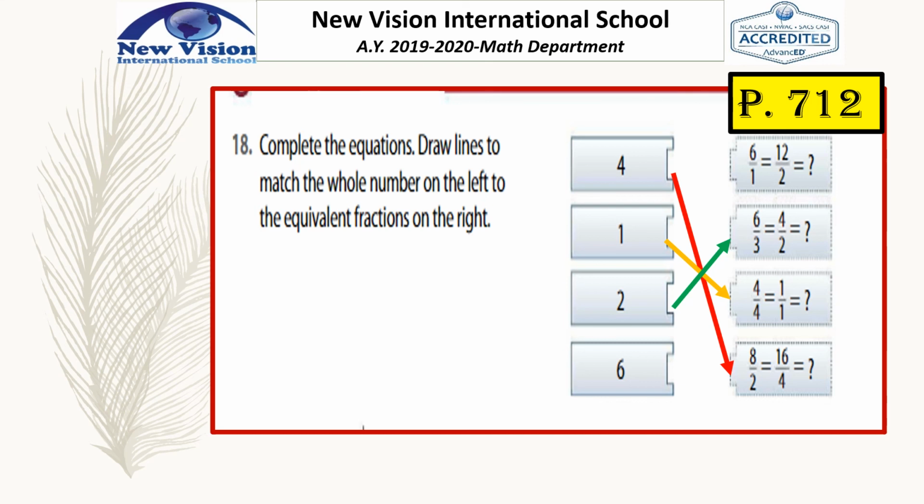And the last one, we have 6. Okay, so 6 over 1 is equal to 6. And 12 divided by 2 is equal to 6. Good job. Now it's very easy.